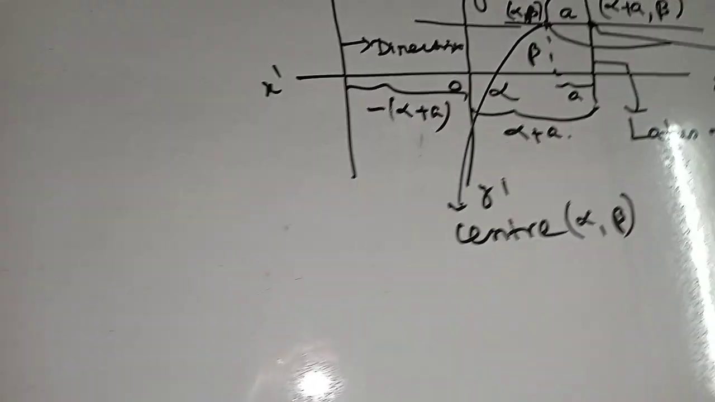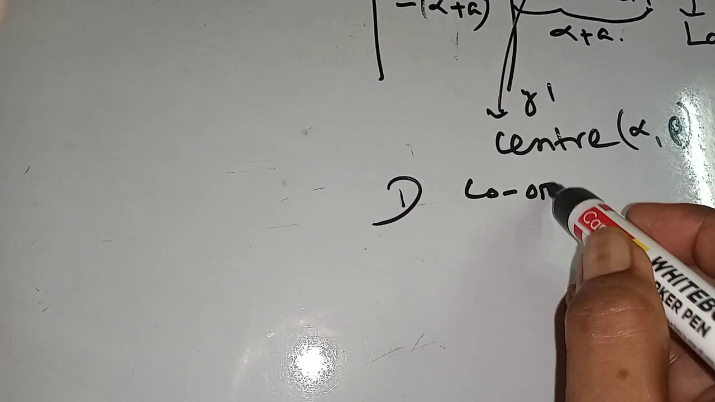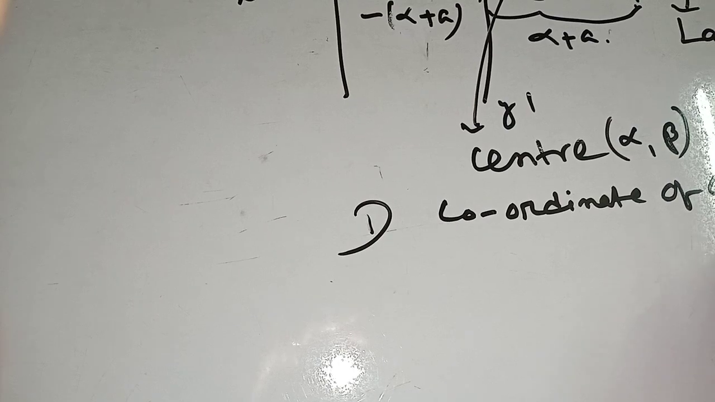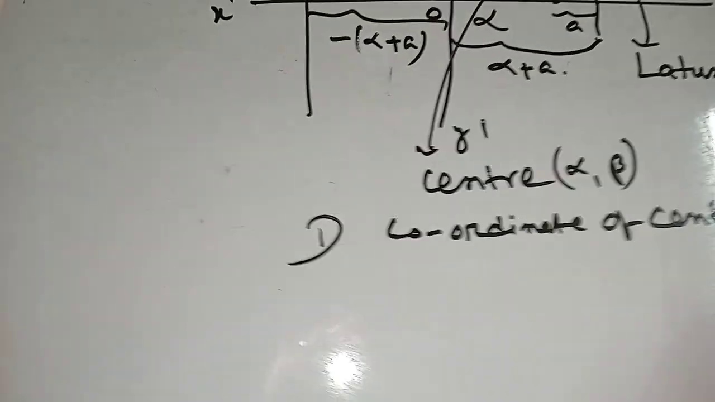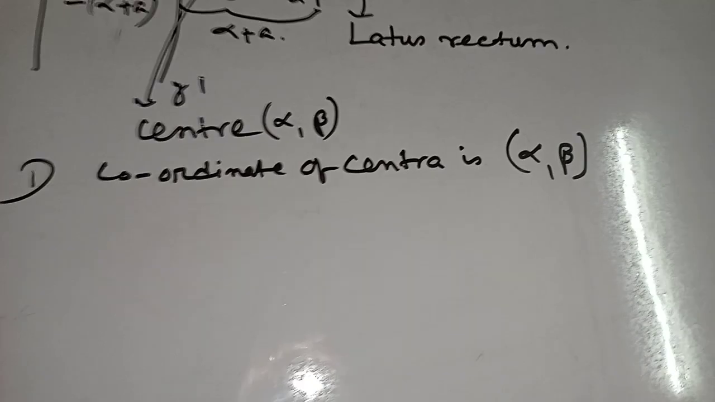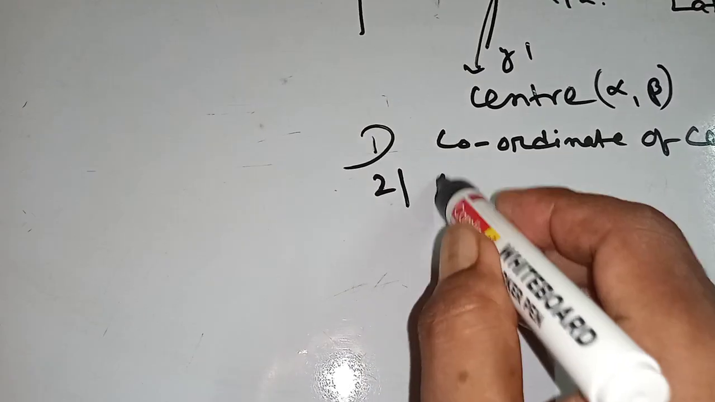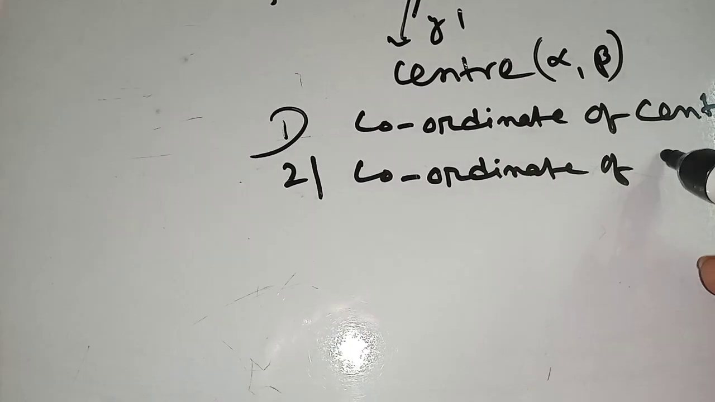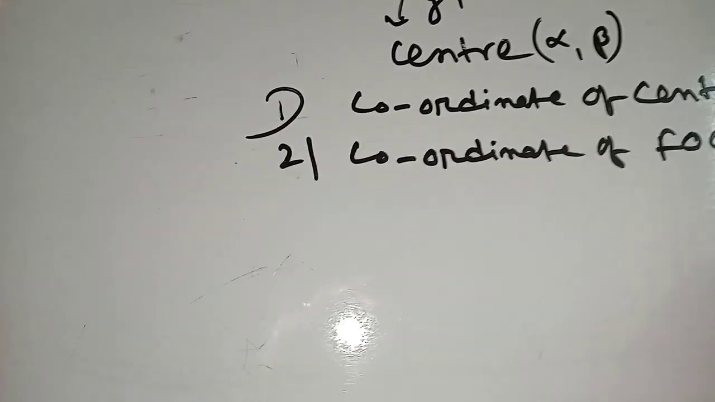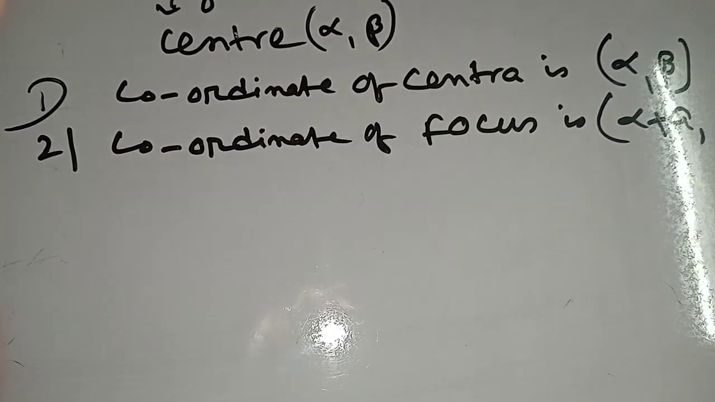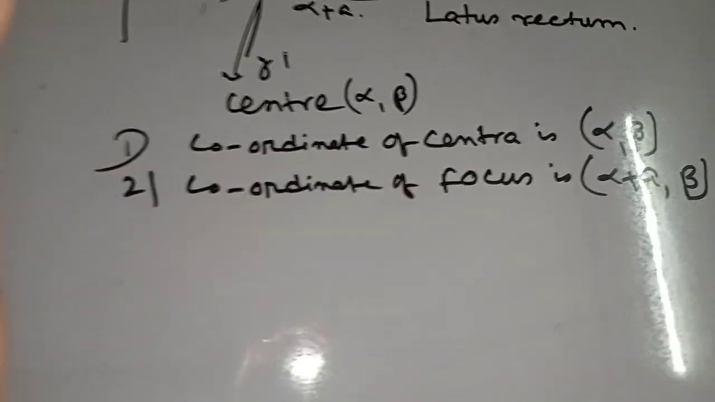Okay, now number one, the coordinate of the center is alpha comma beta. Two, the coordinate of the focus is alpha plus a comma beta.